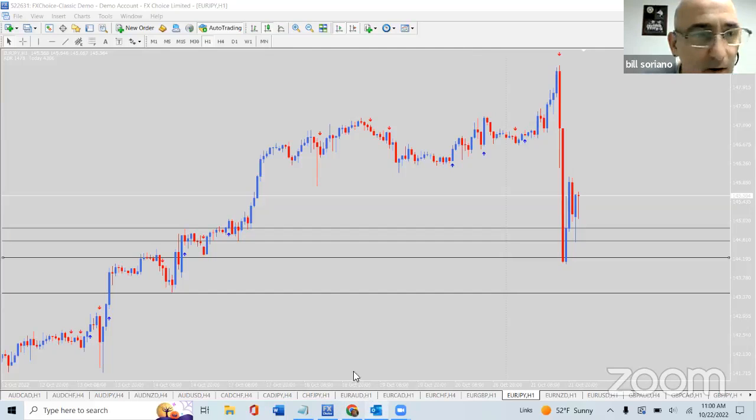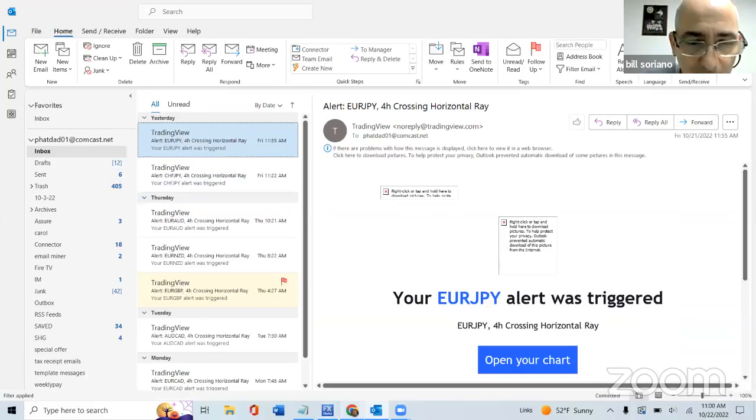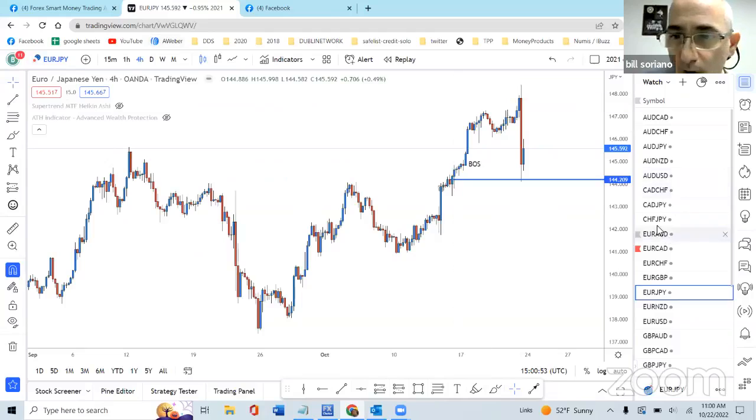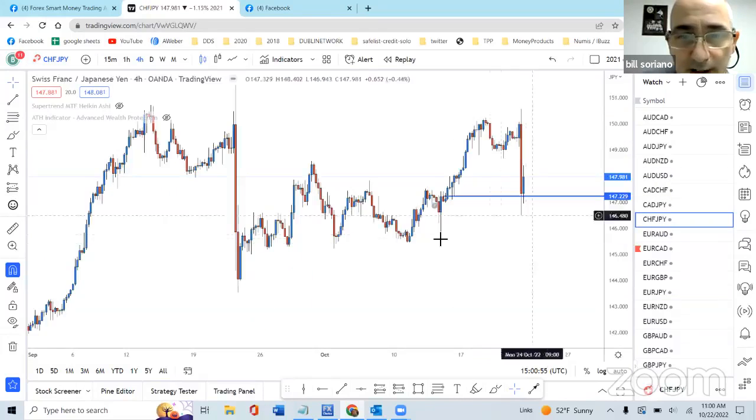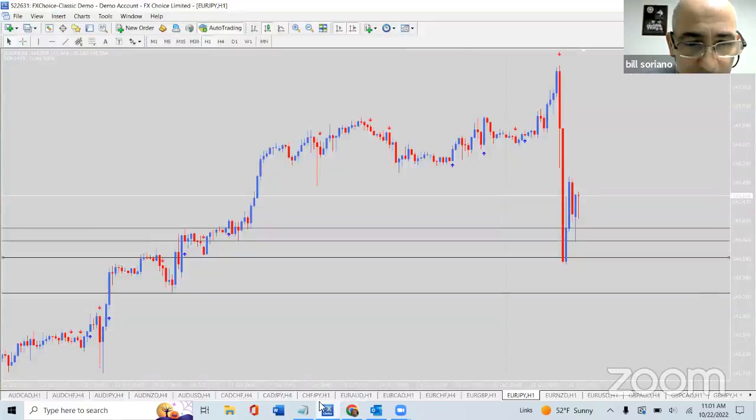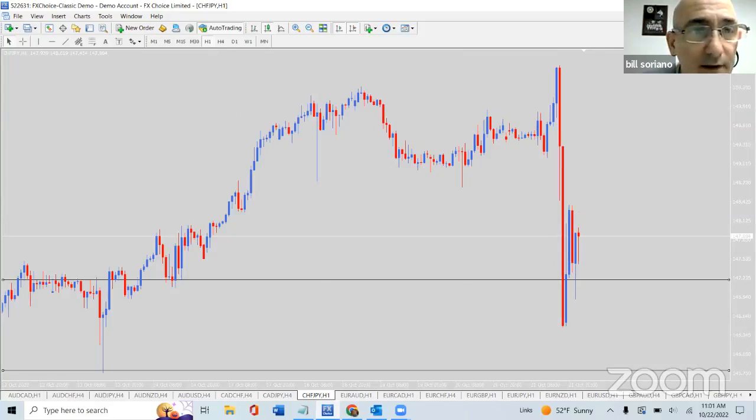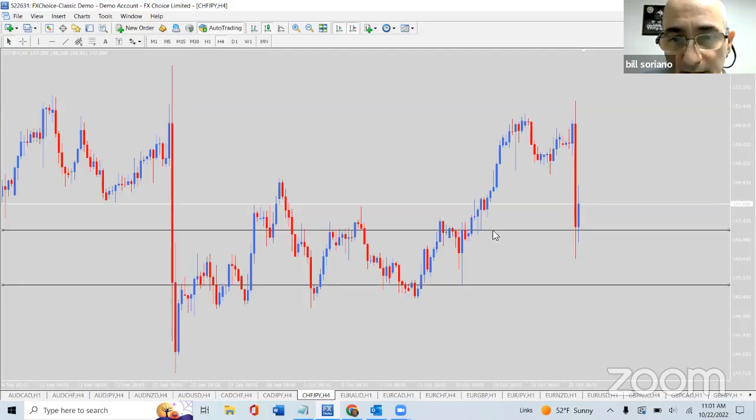The next pair was CHFJPY. Again, in TradingView, we had this 4-hour candle marked up right here. It came down into that area, right? When we look here on the 4-hour chart, we see that candle's right here. Our stop loss area will be down here. So this would be our area of interest right in here, right?